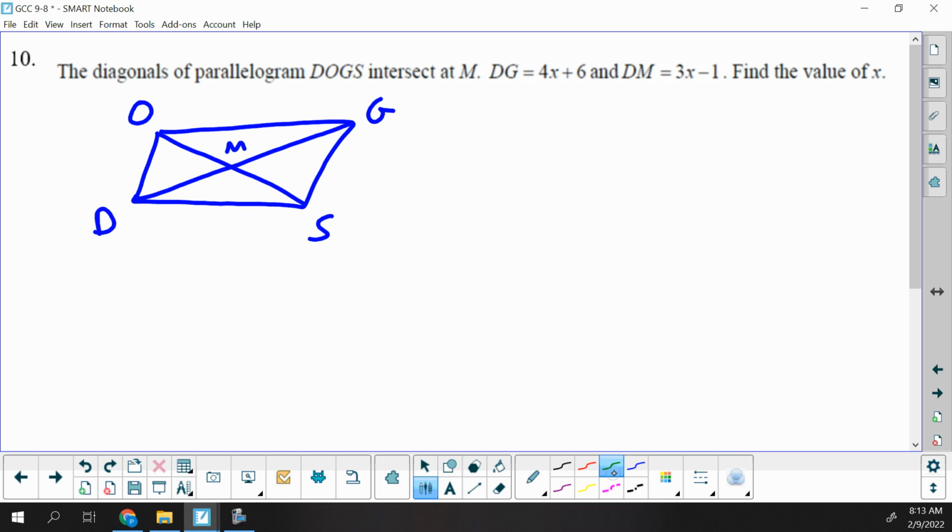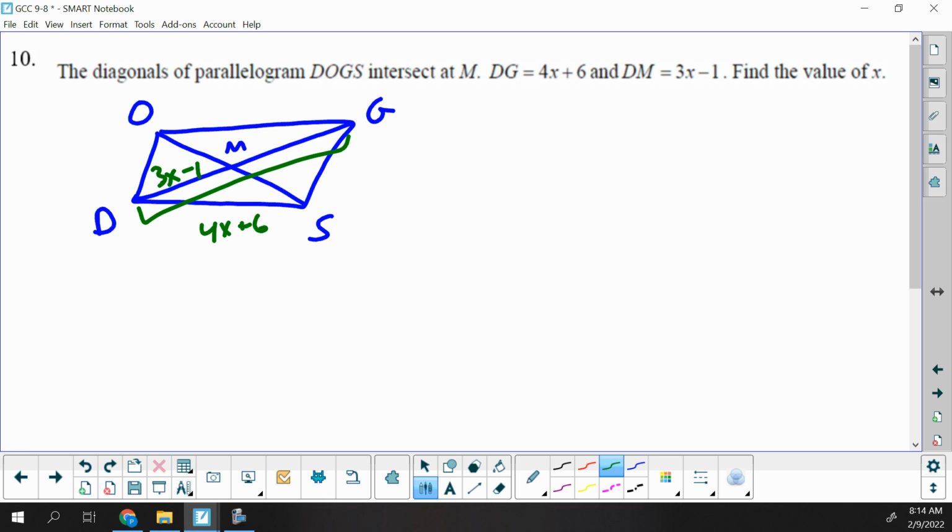So we've got DG, the whole thing here, is 4x plus 6. And DM is 3x minus 1. So if we think about a parallelogram and the 5 things it implies, we want to think about, well, what do we know about diagonals? A parallelogram implies diagonals bisect each other.